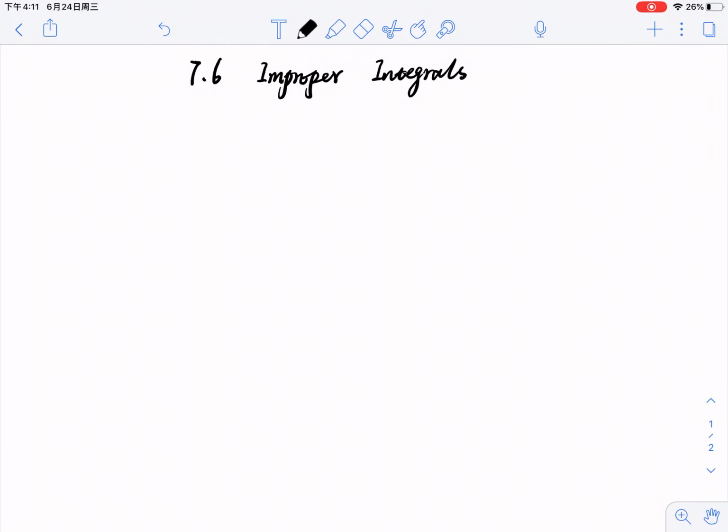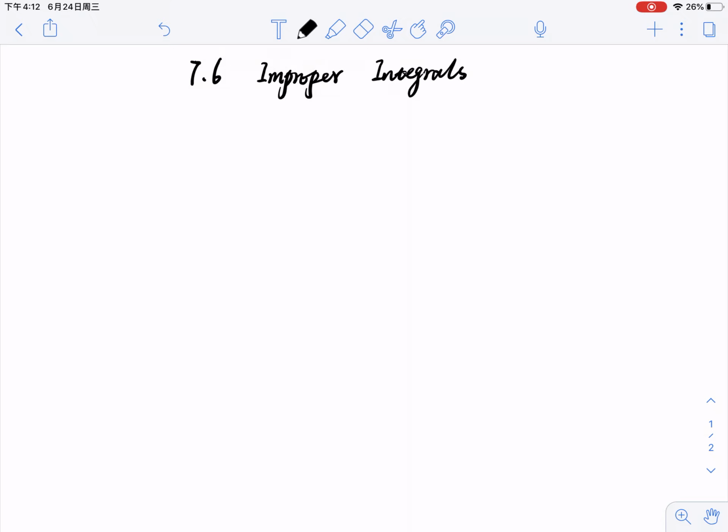For session 7.6 improper integrals, we will have two videos. In the first video, we will study one type of improper integrals, that is, when the limit of integration is infinite. In the second video, we will study another type of improper integrals, that is, when the integrand becomes infinite.